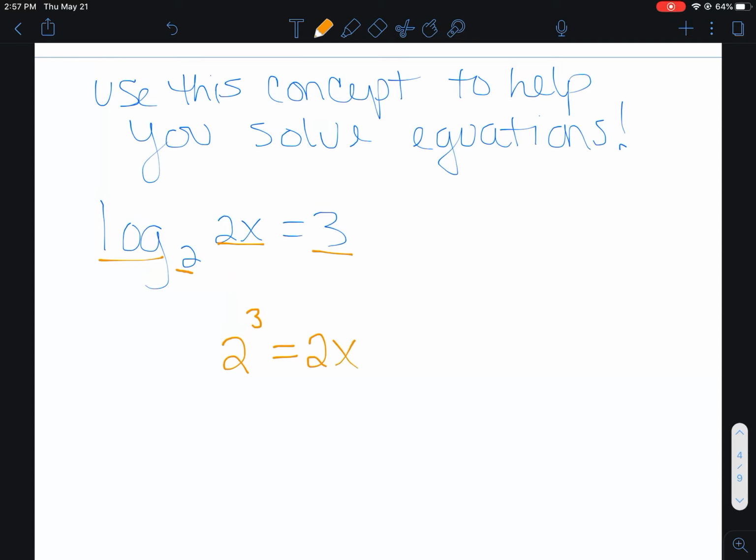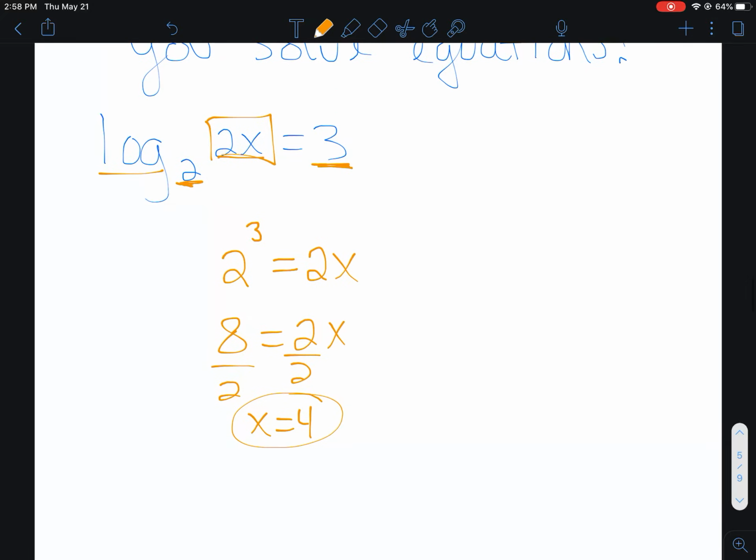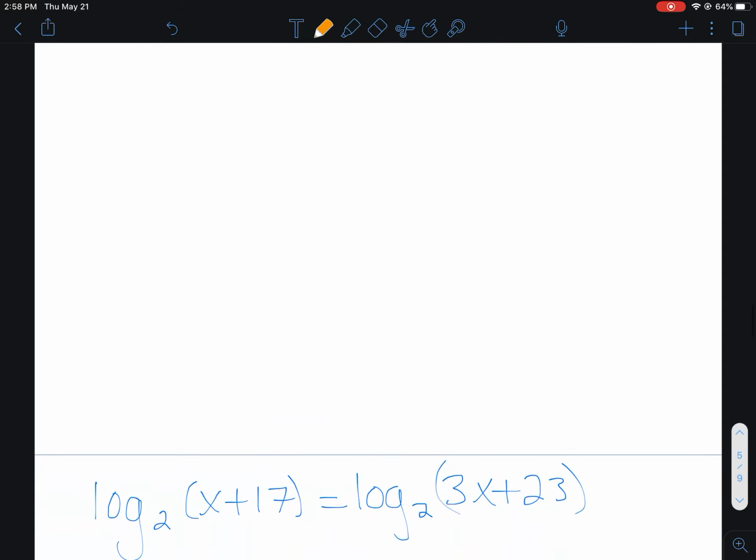So 2 to the third is equal to 2x, right? Base of your exponential, this is your exponent, this is the answer. Well, now simplify. 2 to the third is 8. And then divide by 2, well, x has to equal 4, okay? You might have also been able to figure that one out in your head, right? We know that this is the base of the exponential, this 2. 3 has to be the exponent, so we need this thing to equal 8, right? Well, 2 times 4 is the only thing to equal 8.